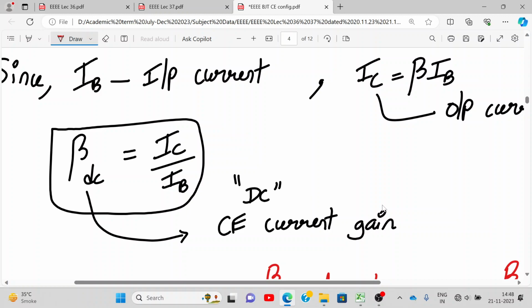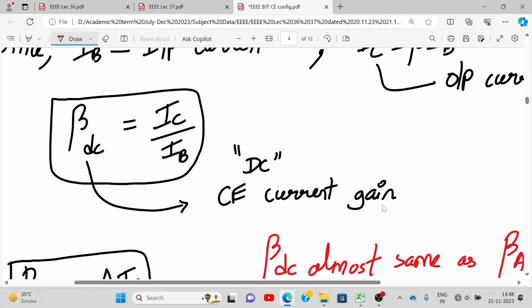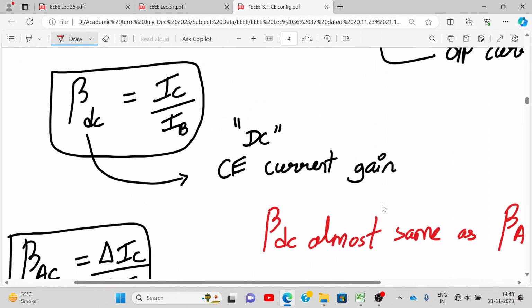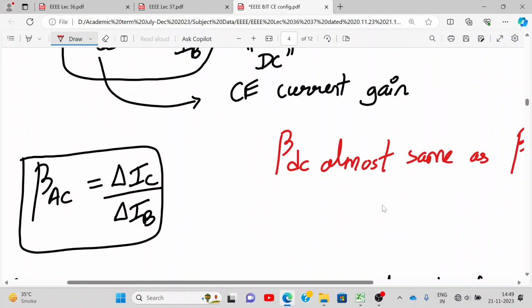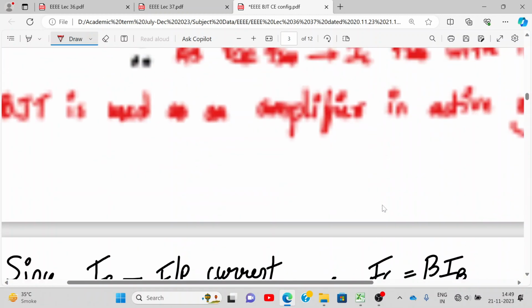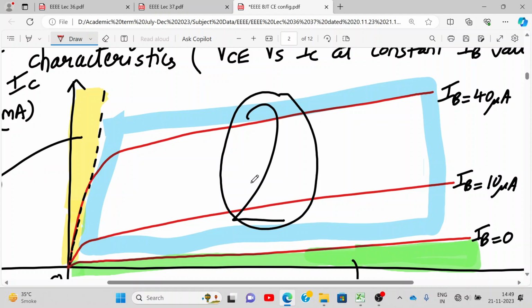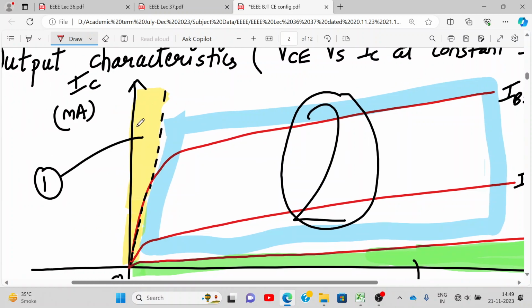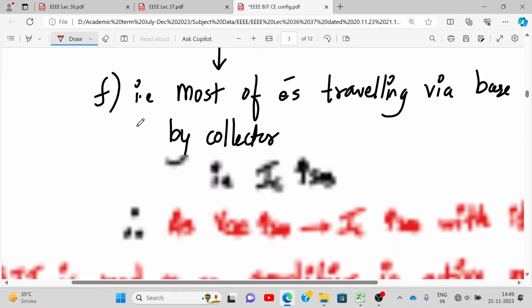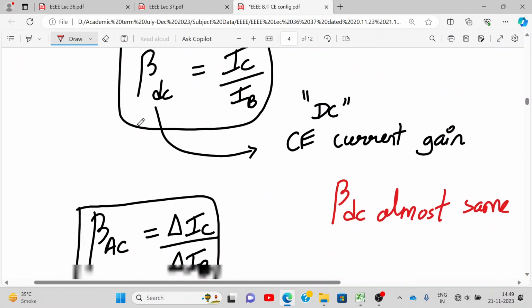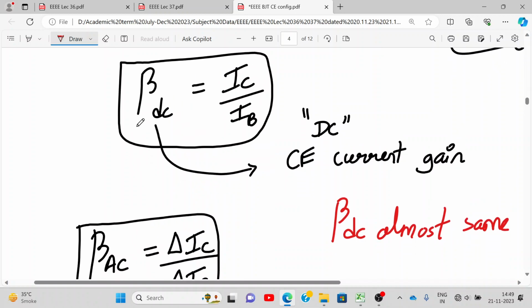Beta is called the common emitter current gain. I told you yesterday that I'll tell you about alpha also. Alpha is coming up. So beta is IC upon IB. It is beta DC. Beta AC is also there: delta IC upon delta IB. How do you determine that from the characteristics? One value of IB extended to the y-axis, another value of IB extended to the y-axis, and then correspondingly you will get IC. So IC upon IB will give you beta. Did you understand? So write down this beta DC and beta AC. Basically, you just remember beta is IC upon IB.